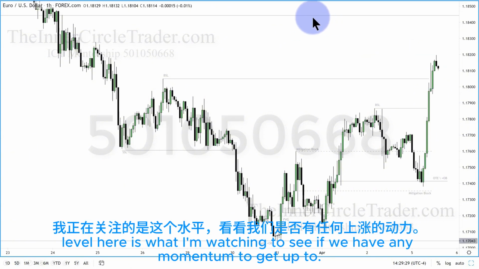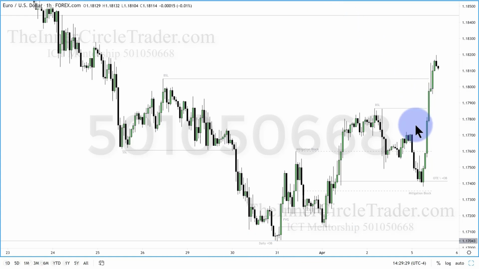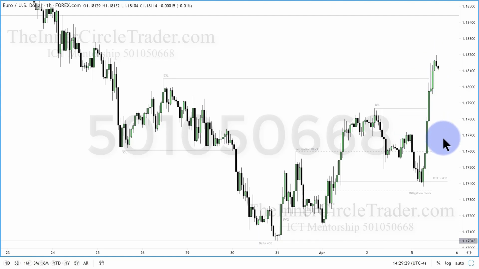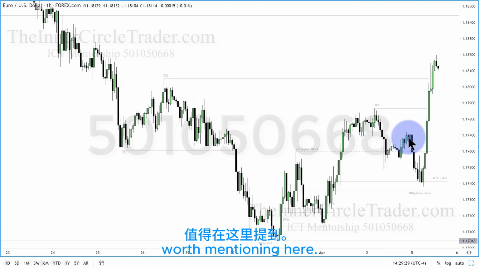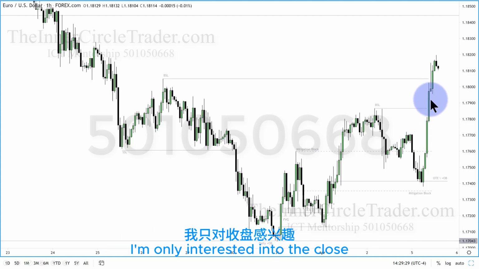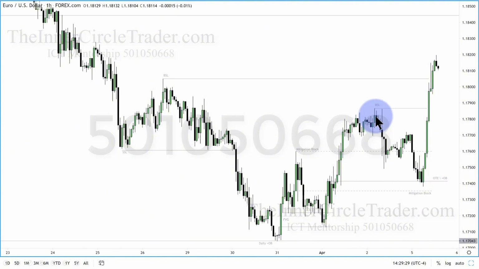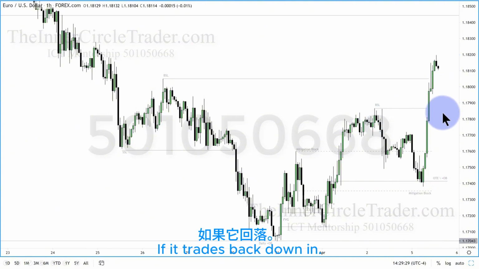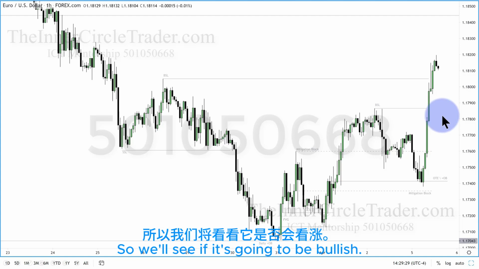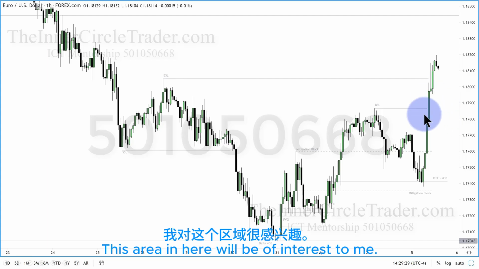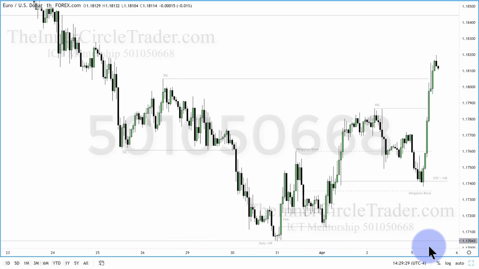This level here is what I'm watching to see if we have any momentum to get up to. We have a breaker in here. Not that I think it needs to come back down in there, but it's worth mentioning here. And we have a small little imbalance there. I'm only interested in the close of that candle, not an entire close, if it trades back down in. So we'll see if it's going to be bullish and the dollar finds its way bearish. This area in here will be of interest to me.